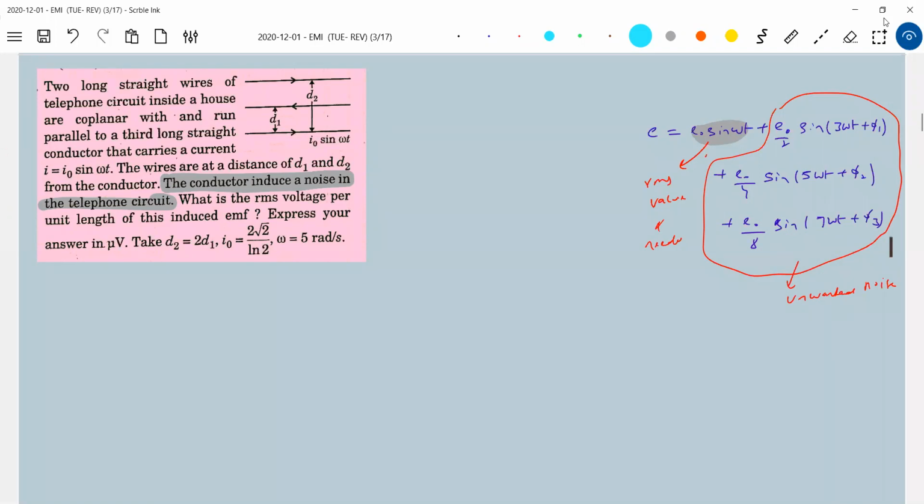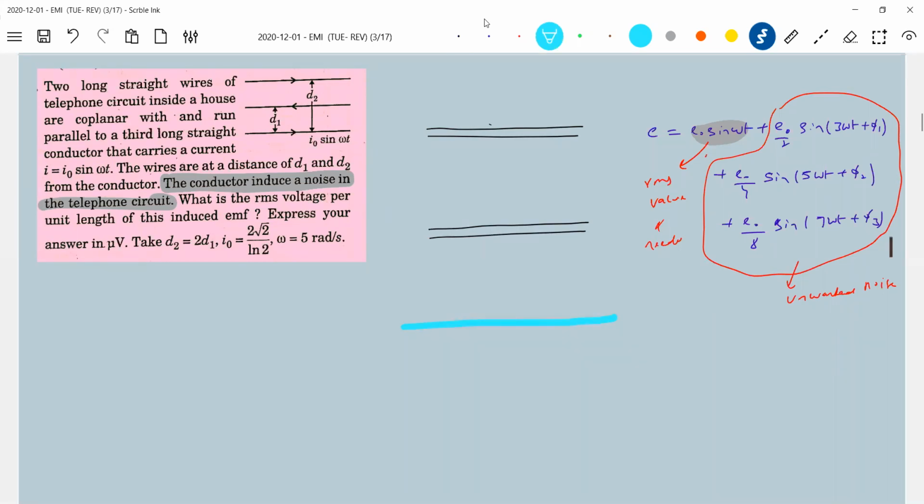So you say, what is the RMS voltage per unit length of this induced EMF? Now, the first question you have to answer: where is a loop? We are not saying a loop. It is saying RMS voltage per unit length. So I think that particular sentence is enough. If this is the one wire, these are the two wires, and this is the current carrying wire. The current in this is varying. In the same diagram, this is D1 and this distance is D2.